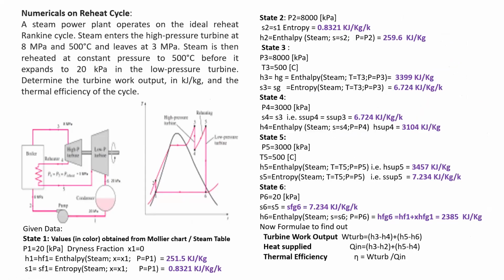Now, one numerical on the reheat cycle. A steam power plant operates on an ideal reheat Rankine cycle. Steam enters the high pressure turbine at 8 megapascal and 500 degrees centigrade and leaves at 3 megapascal. Steam is then reheated at constant pressure to 500 degrees centigrade before it expands to 200 kilopascal in the low pressure turbine. Determine the turbine work output and the thermal efficiency of the cycle. So a line diagram is drawn here again. This is the reheat cycle shown here, and this is the reheat cycle on the TS diagram.